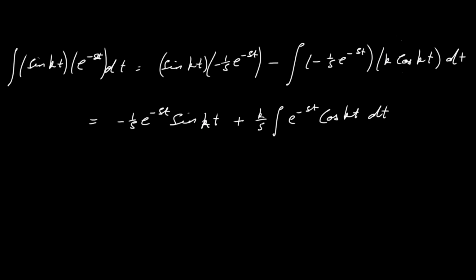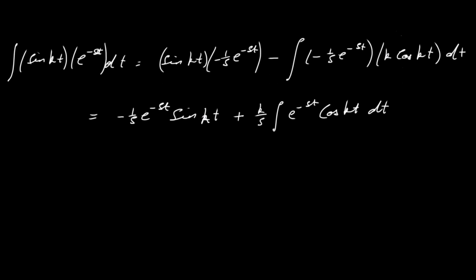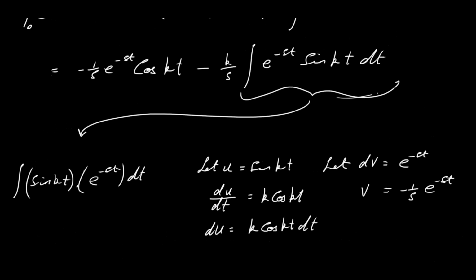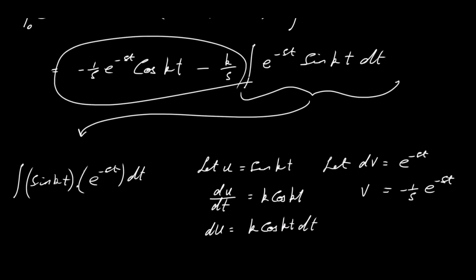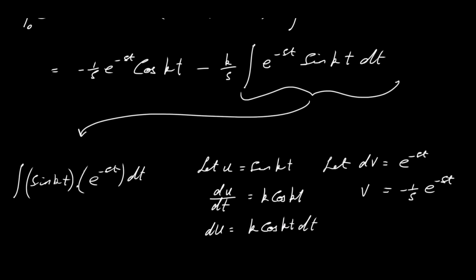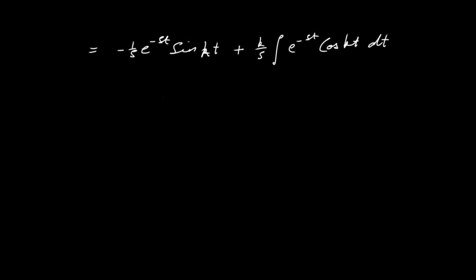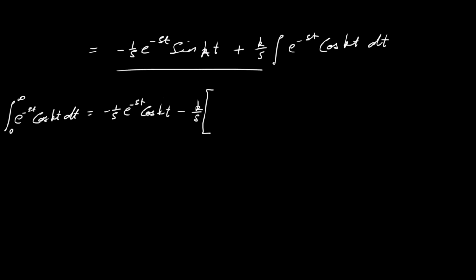Okay, so the plan now is to combine my two results. Remember, this here is just the integral of this part here. So I'm going to substitute that in here, and then I've got to include this as well, of course. So let's put all that together. The integral from 0 to infinity of e to the power of minus st cos kt dt is equal to minus 1 over s e to the power of minus st cos kt, minus k over s times all of this here.